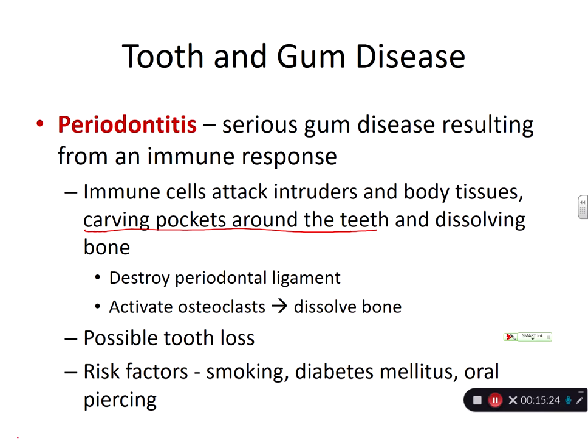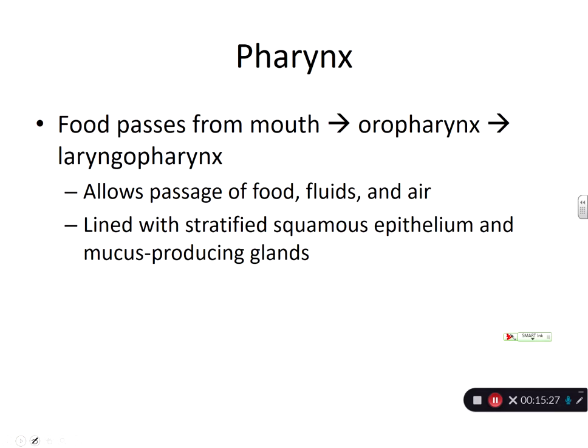All right, so from your mouth, food is going to move back into your pharynx. And so y'all remember there's kind of 3 divisions to your pharynx: the nasopharynx, the oropharynx, and the laryngopharynx. So food, when it moves from your mouth, it goes back to the oropharynx. It should not go up to the nasopharynx. And then from there, it passes down to the laryngopharynx. And both of these, oro and laryngopharynx, they allow for the passage of food and air and liquids.